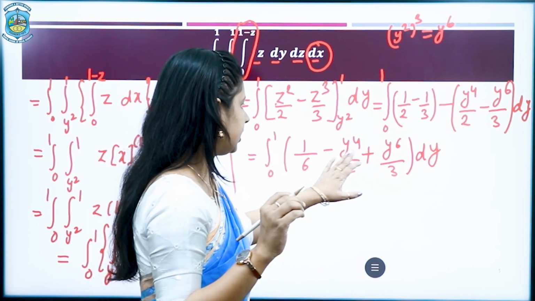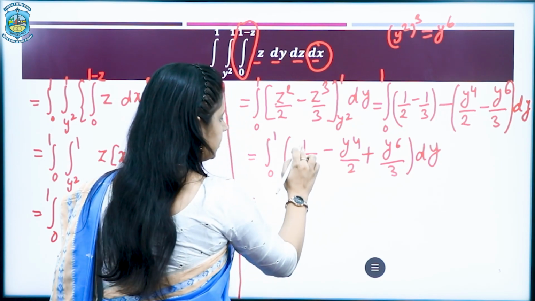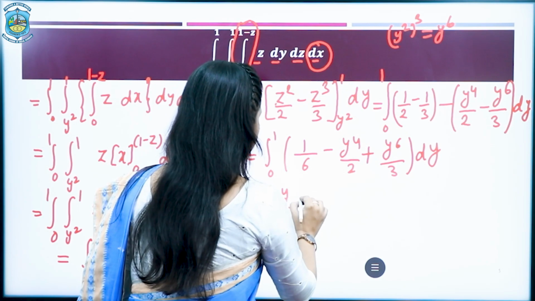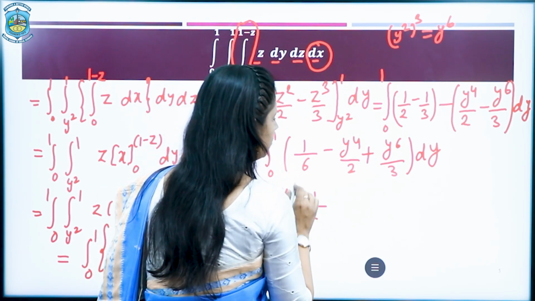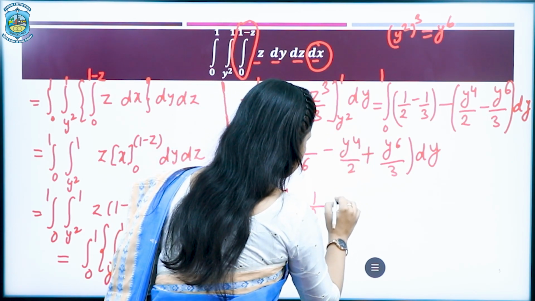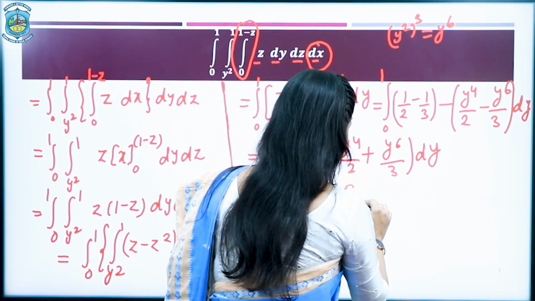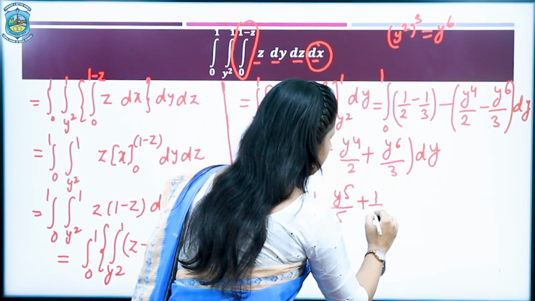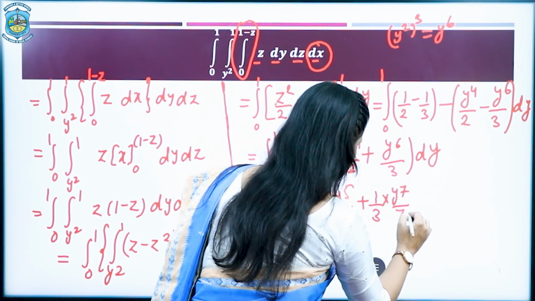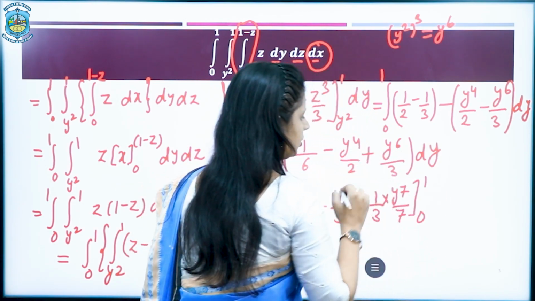Now we will integrate this term with respect to y. So we will get the integration of 1 by 6 is y by 6, minus 1 by 2, the integration of y to the power 4 is y to the power 5 upon 5, plus the integration of y to the power 6 is y to the power 7 upon 7, and the limits of integration are from 0 to 1.